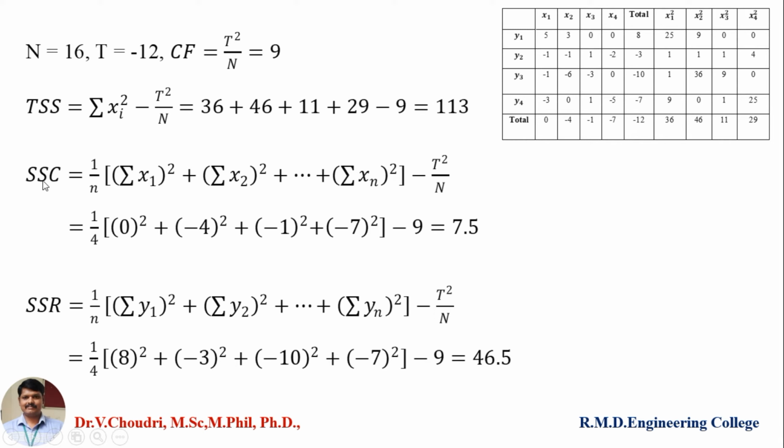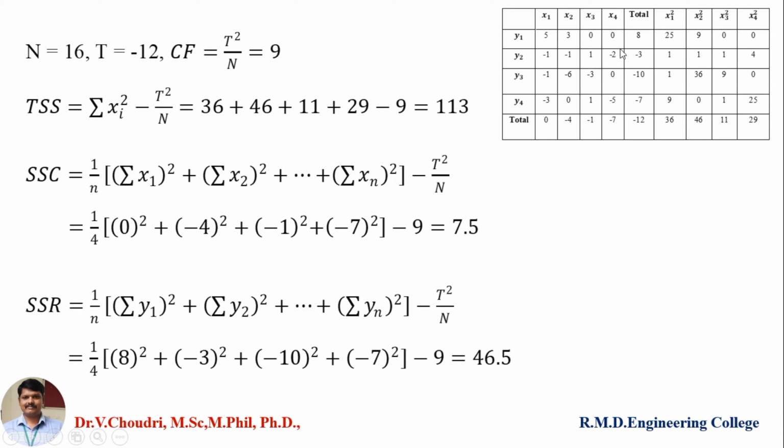Now the sum of squares of columns. Now these are the columns. See, the sum of the columns: 0, 0 square, minus 4 square, minus 1 square, minus 7 square, minus the correction factor 9. What is the answer? 7.5. And the sum of squares of rows.